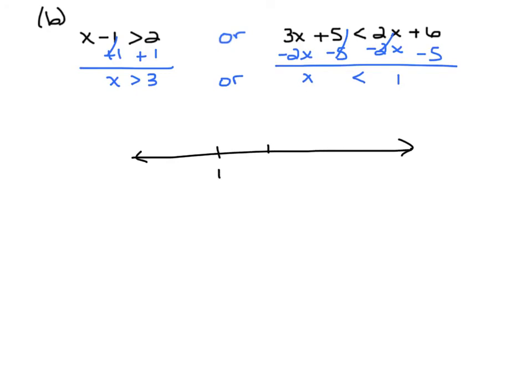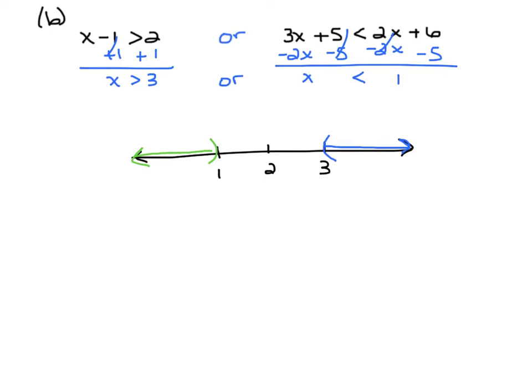So 1, 2, 3. So greater than 3 is here. Less than 1 is here. If we were looking for the intersection, it would be no solution, or the empty set, because there's no place where they intersect or overlap. Since we're looking for the union, it's just a combination.